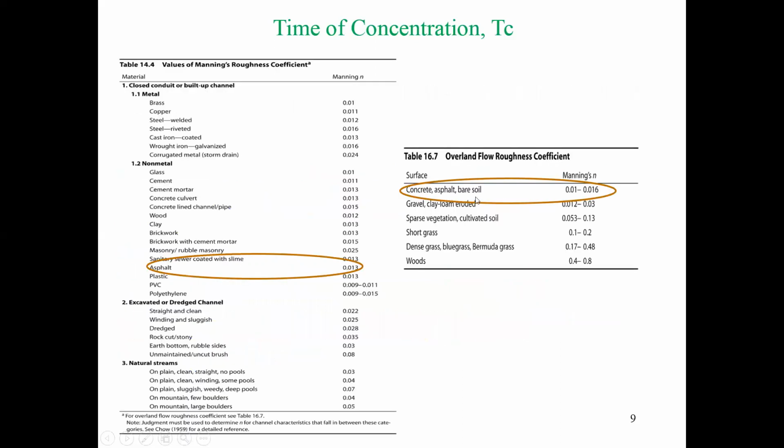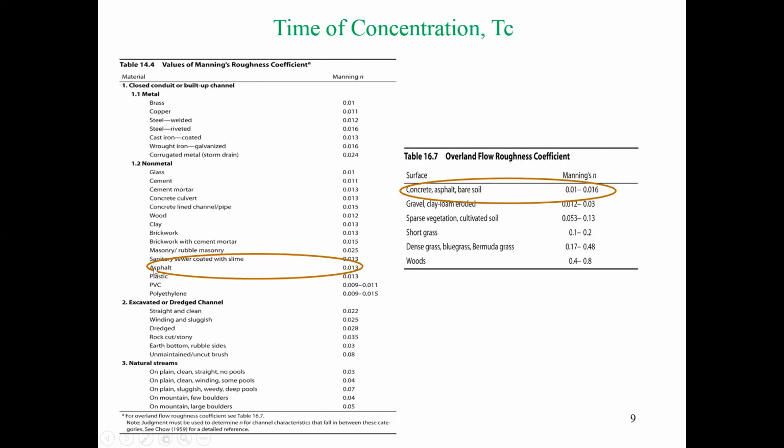Here, if we want to use 16.7, that is the asphalt bare soil, and the range of Manning's N is 0.01 to 0.016. You already noticed that for table 16.7 we don't have too many options here. So sometimes we may have to use 14.4. And if you find the value in table 14.4, you can use that directly. So there is no problem which table you use. You can use either of these two.